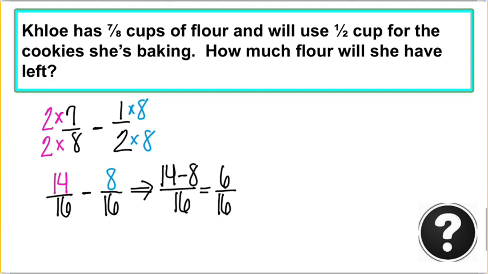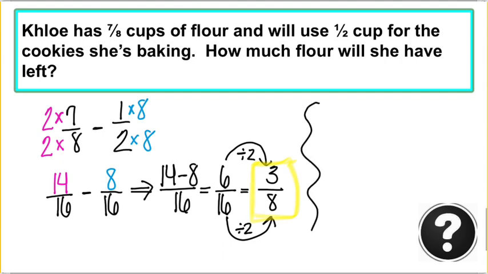From here, notice you have 2 even numbers. So we can simplify because both of them are divisible by 2. So 6 divided by 2 gives me 3. 16 divided by 2 gives me 8. This gives me my answer that she is going to have 3/8 of a cup left.